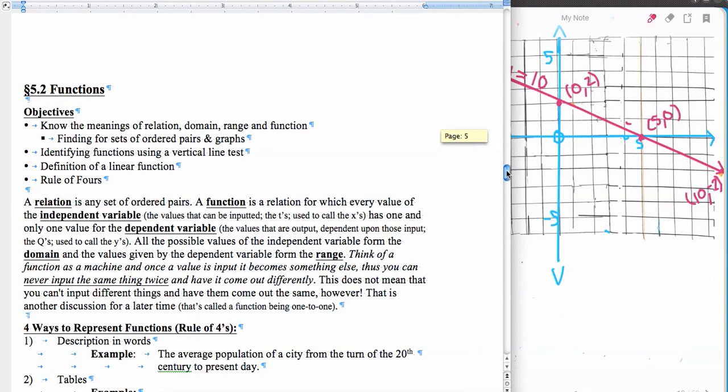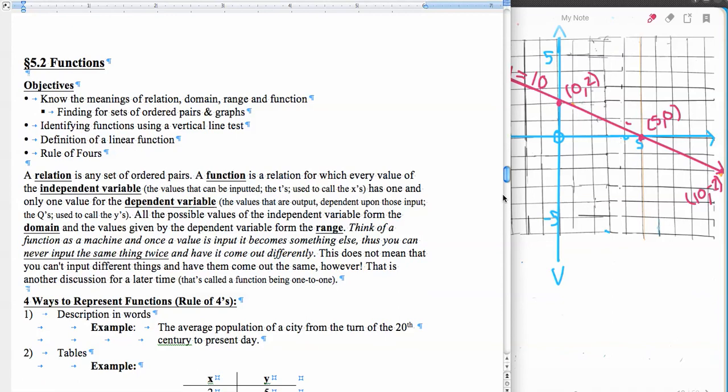And that's going to put us on to section 5.2, where we're talking about functions. So I'll meet you in the next video for that lesson.